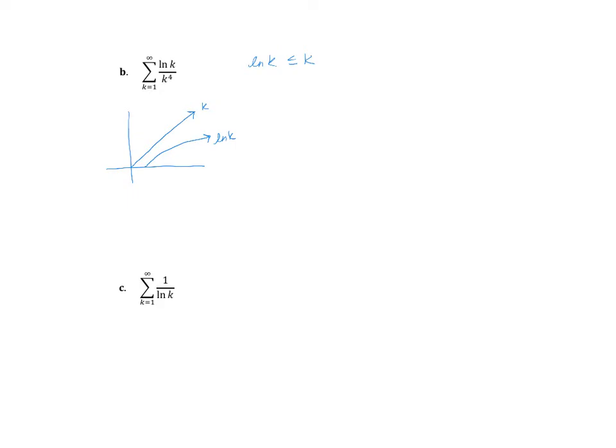So my goal here is to build up this inequality so that I get my a sub k. All I have to do is divide both sides by k to the 4th. Now k to the 4th is always going to be positive because it's to the 4th power, so I don't have to worry about flipping the inequality. And now I'm essentially done. k over k to the 4th is 1 over k to the 3rd. So my comparison series is going to be 1 over k to the 3rd, which is a convergent p-series.